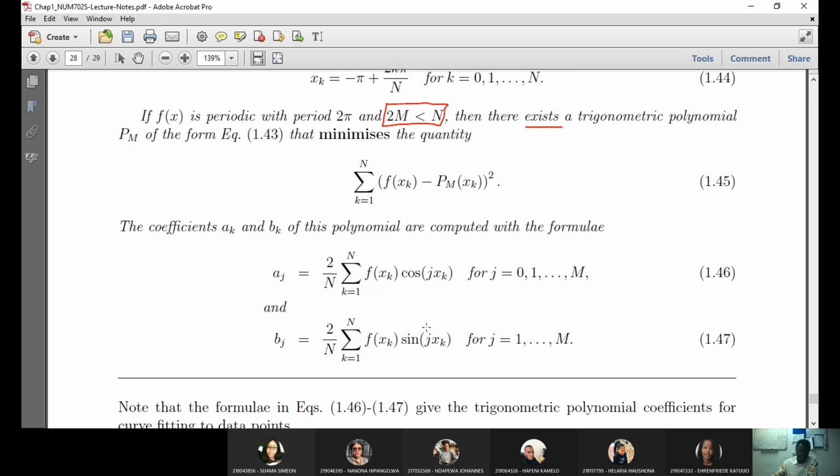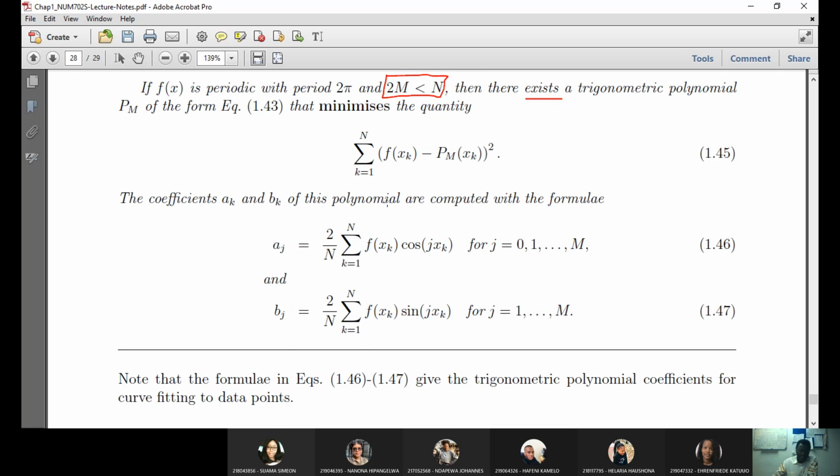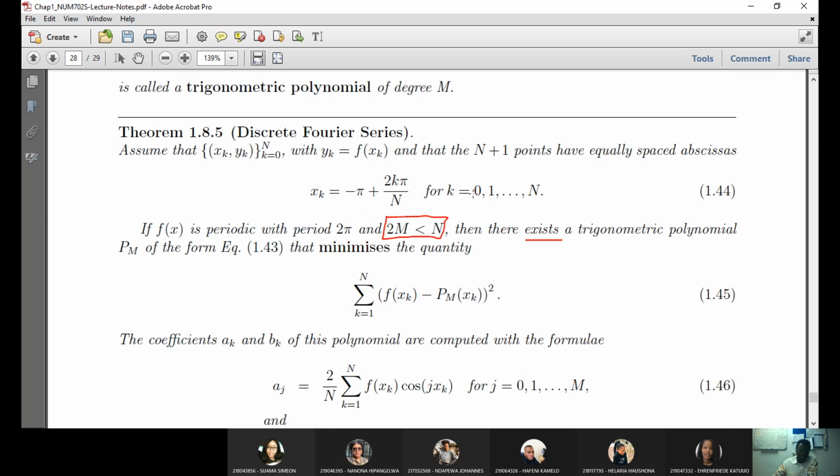Okay, and another remark. In your summation, you can see that the summation starts from 1 to n. So actually, we don't use the case k equal to 0, right? From this formula, you can see that.